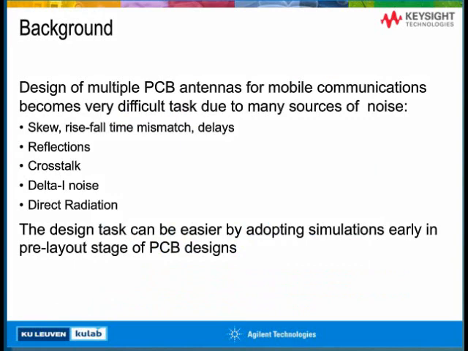So what's the background? The design of multiple PCB antennas for mobile communications is indeed becoming a very difficult task because there are many possible sources of noise on the PCB. On interconnects, you can have skew, rise-fall time mismatch, delays. You can have reflections. You can have crosstalk between different interconnects.